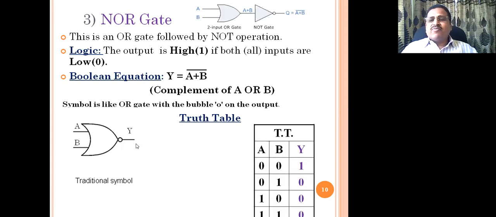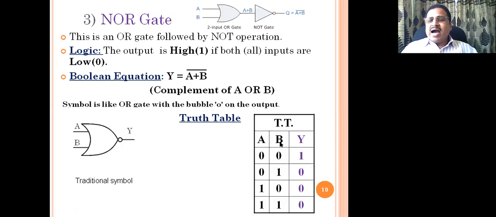Now let's see the truth table for the two input NOR gate. A and B are the inputs, Y is the output. Just reverse the last column of the OR gate, interchange 1 and 0. For 0 0 it was 0 in the OR gate, it is now 1 here. For the rest of the three combinations in the OR gate, we had 1 as output, but here with inversion it is 0. It means only for the first case, both inputs low, output is high. Whereas if either input is high or both inputs are high, output remains 0, as in the truth table for the two input NOR gate.